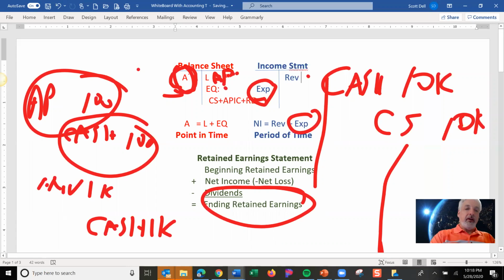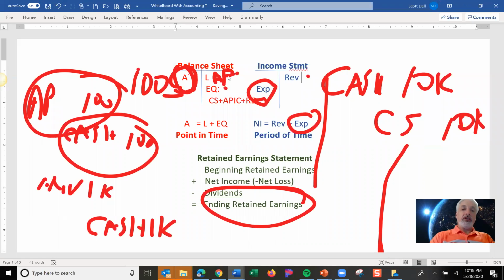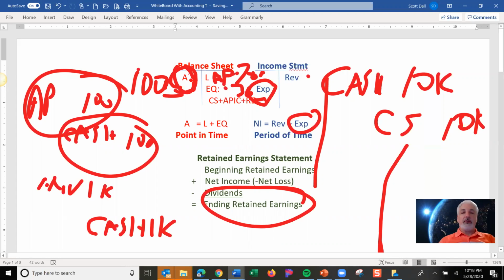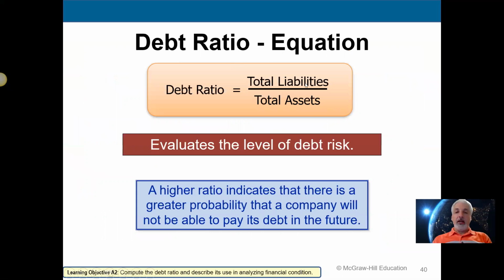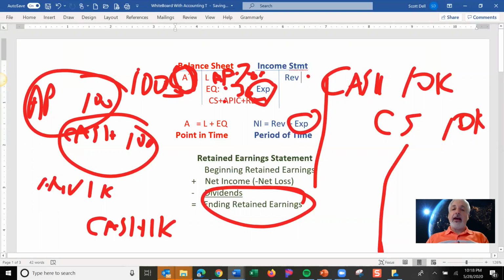If I had $100 million in assets, $70 million in liabilities, how much would I have in equity? 30. And what percentage of this balance sheet is debt? 70 out of 100, 70%. What percentage is equity? 30 out of 100, 30%. So our debt or total liabilities to asset ratio is 70%. Total liabilities over total assets. And you don't need to take averages because it's just the balance sheet. It's just a point in time.